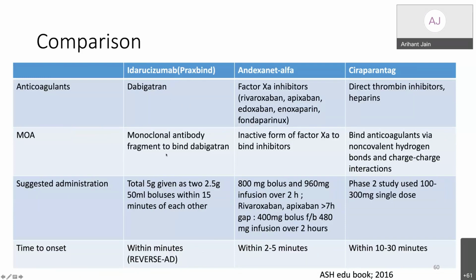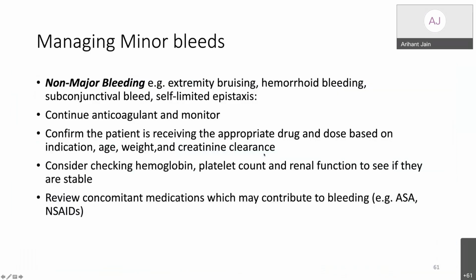Idarucizumab is a monoclonal antibody to dabigatran, whereas andexanet alpha is the inactive form of factor Xa that will bind to the inhibitors. So for minor bleeds, you just continue the anticoagulant and monitor. Check the dose and creatinine clearance, and see if there is any other cause, or if the patient is taking some analgesics or herbal medicines which increase the propensity to bruising.